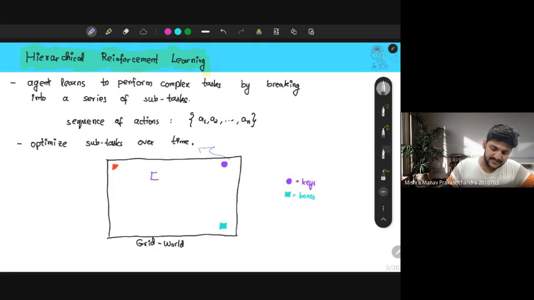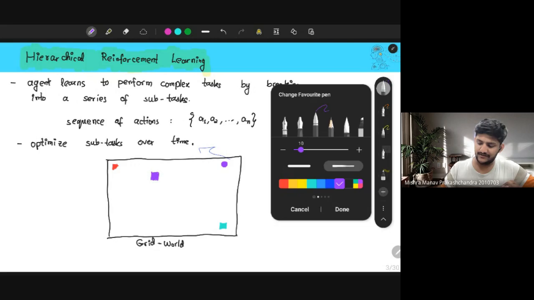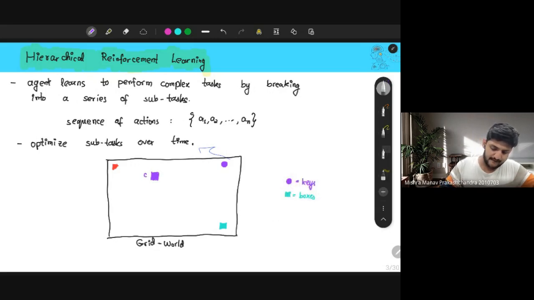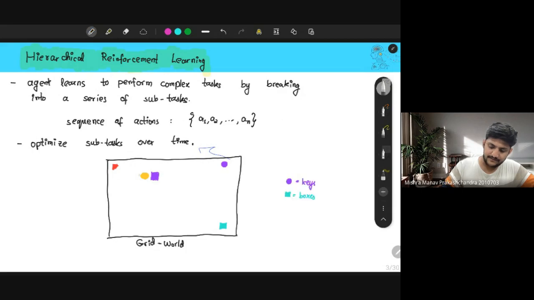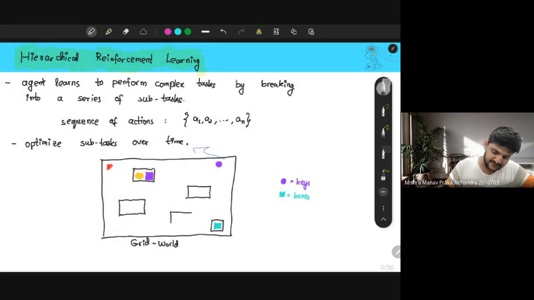So let's say the agent can go here and with that particular key, the agent can open this particular box. Now inside it, you might find another key, which is yellow in color. So this is one box. This also is a box. So let's say you have two, three, four boxes lying around.